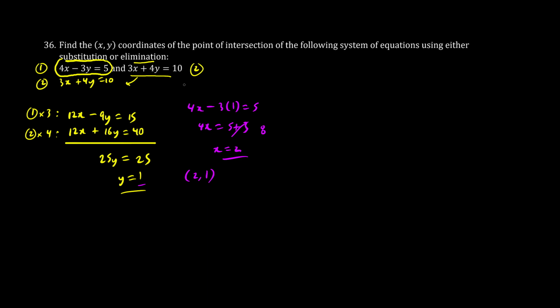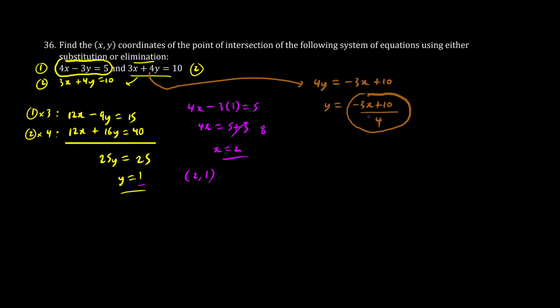For the sake of practice, why don't we try using substitution? Let's take this equation here and isolate for y. 4y equals minus 3x plus 10. We're moving the 3x to the right, so it becomes negative 3x. And then we'll divide both sides by 4. Y is equal to minus 3x plus 10, all divided by 4. So we know what y is, in terms of x.